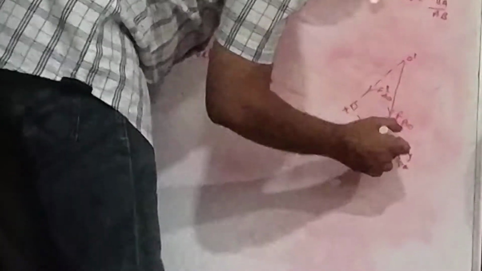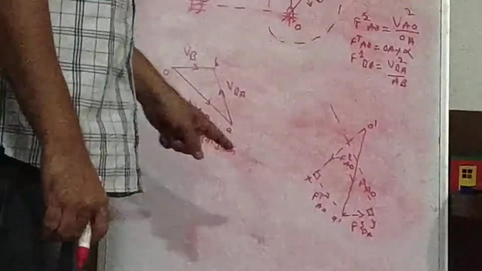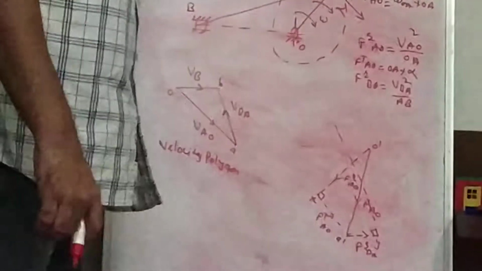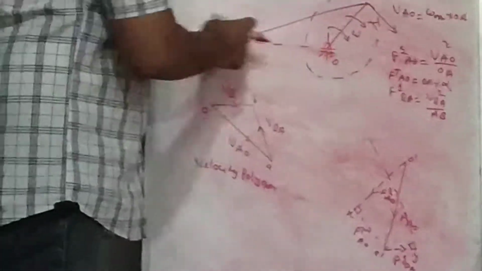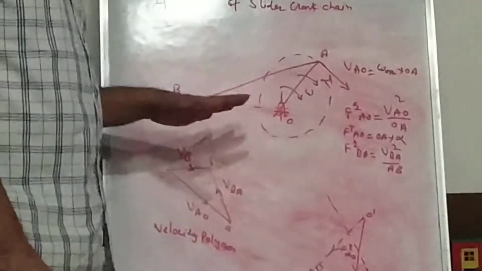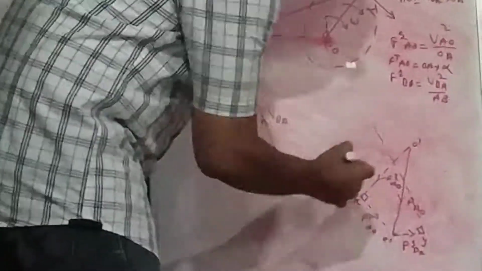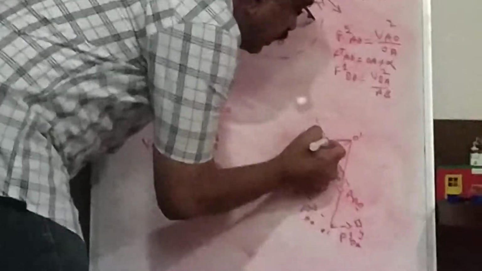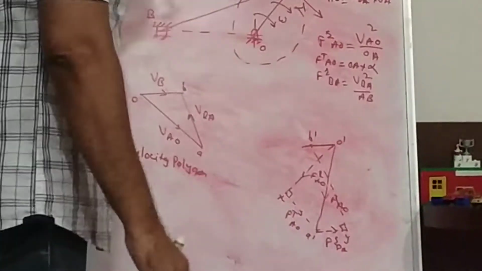Then draw the tangential vector, which is perpendicular to this radial component of acceleration. We don't know its magnitude, but we know its direction. Then last, acceleration of slider B. When any body is moving along a straight path, it has only linear acceleration. It doesn't have a radial component of acceleration. So draw the horizontal line from point O dash. It intersects with the vector which has been drawn from point Y. This point of intersection is point B dash.